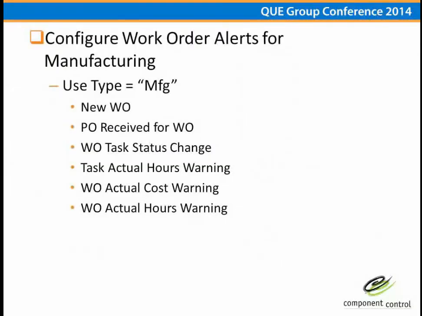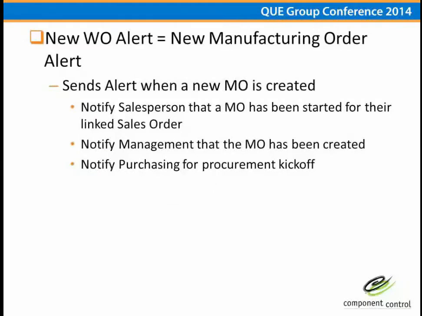We also have some manufacturing alerts that sort of go incognito in Event Manager if you're looking for them, because they're sort of hidden under the work order alerts. So as many of you know, there's a lot of similarities between work order and manufacturing order. And what we can do is configure many, if not all, of the work order alerts to work with manufacturing by simply using a type code of MFG, and now all of those work order alerts can be used for manufacturing.